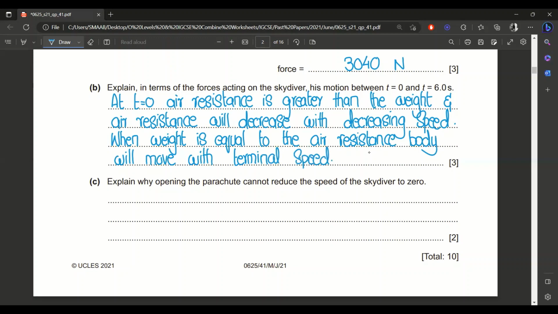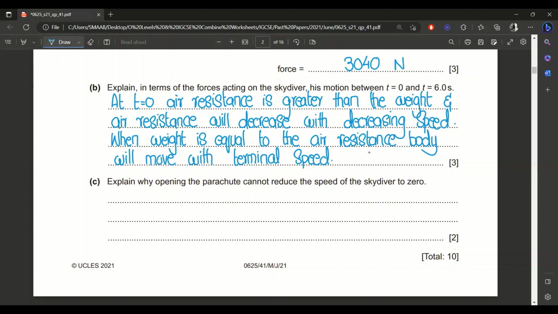And the last part: explain why opening the parachute cannot reduce the speed of the skydiver to zero. Because the skydiver is still in motion, so air resistance is continuously acting on it, and there is also a force acting downward, that is weight. Both forces are still acting on the body, so the speed will not be zero when the parachute opens.